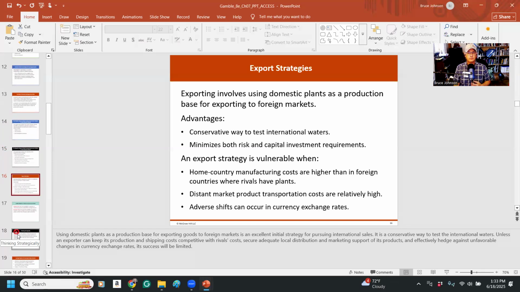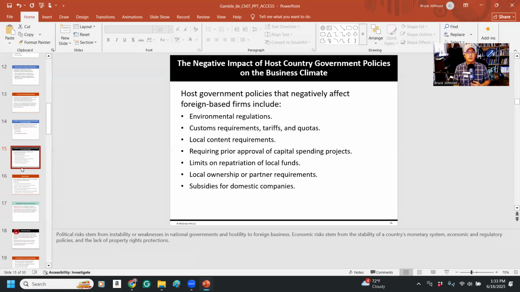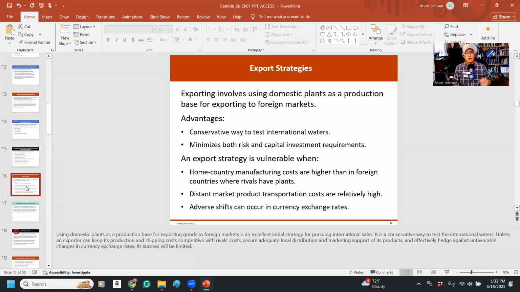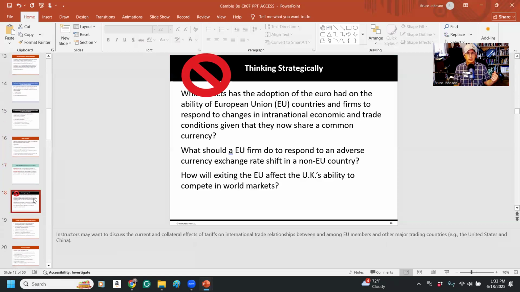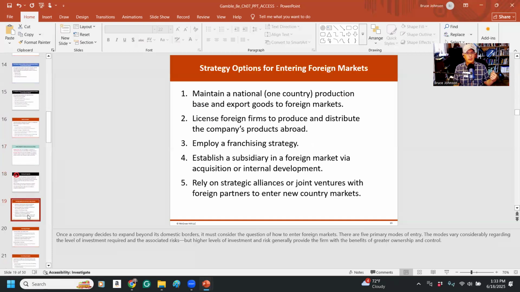So this gets into the various ways and strategies of getting involved in business overseas. That's why the first diagram I showed you had all the five levels of risk. So now we're just going directly into that. So talking about exporting, talking about political risk, economic risk when operating overseas. We're going to skip that one.